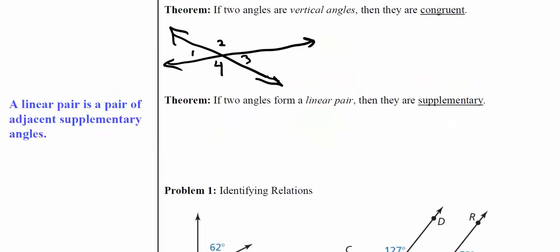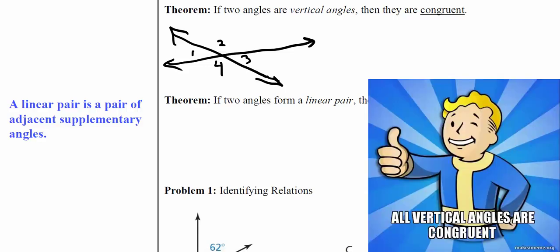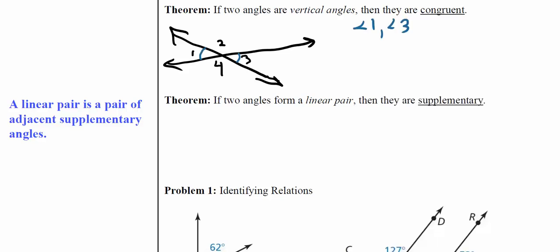We say that two angles are vertical angles when they are across from each other and they share a vertex, and they are congruent. So if I have two vertical angles, they're congruent. So in this example, we have angle 1 and angle 3 are vertical angles. Also, angle 2 and angle 4 are vertical angles. You'll note that it's the angles across from each other. These are formed by two lines. All four share the same vertex, but we're looking at the pairs that are across from each other.